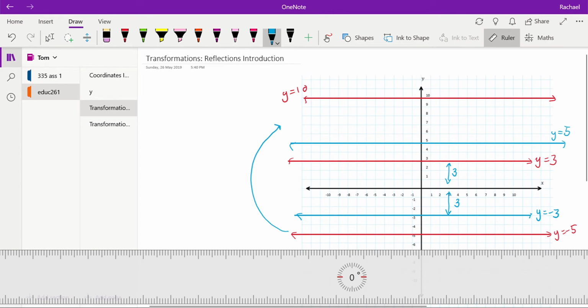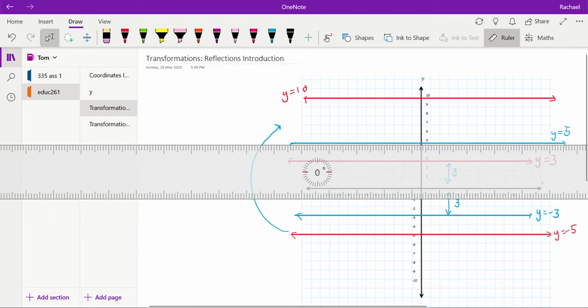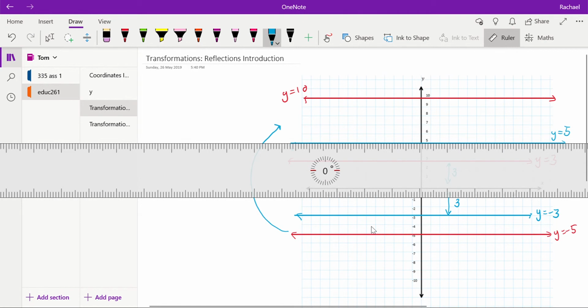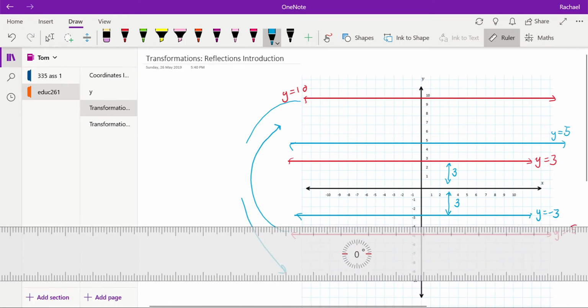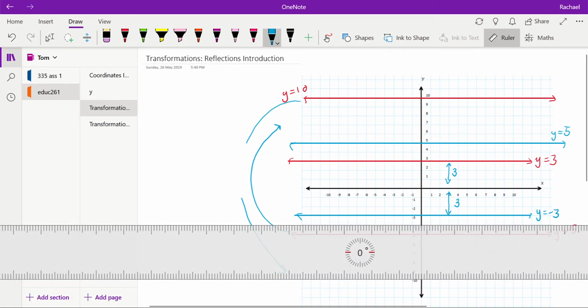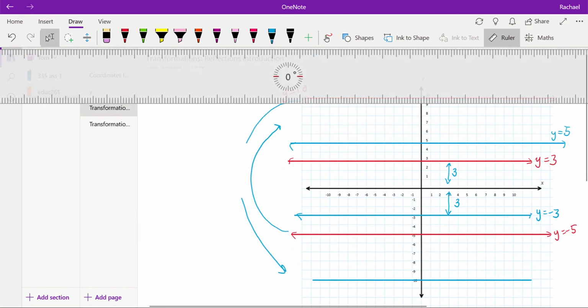And one last example up the top, y equals positive 10. We just reflect it downwards across the x-axis this time, the whole line all the way down here, and we get y equals minus 10. Remember to use a ruler for these to make them really neat. So y equals minus 10 instead of positive 10.